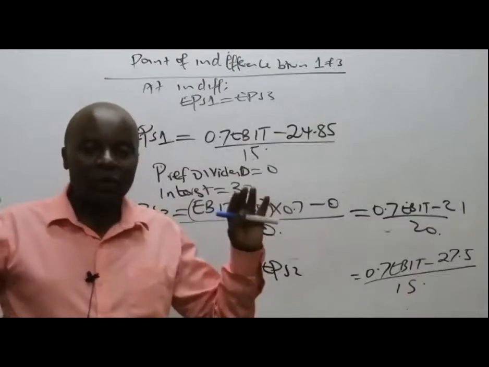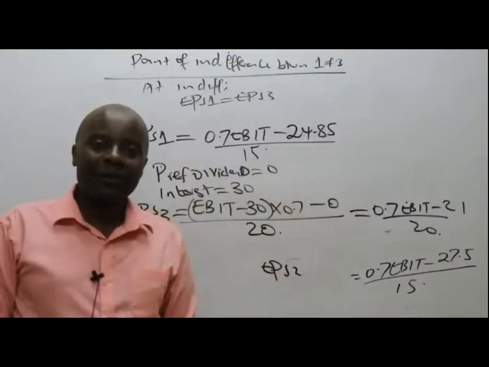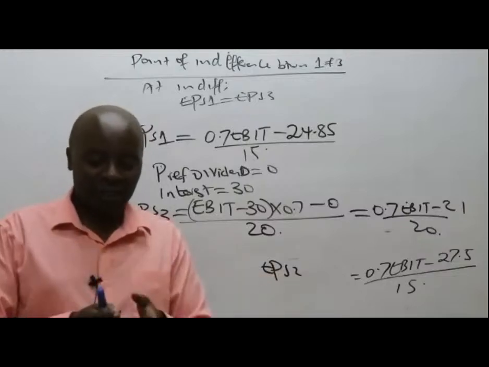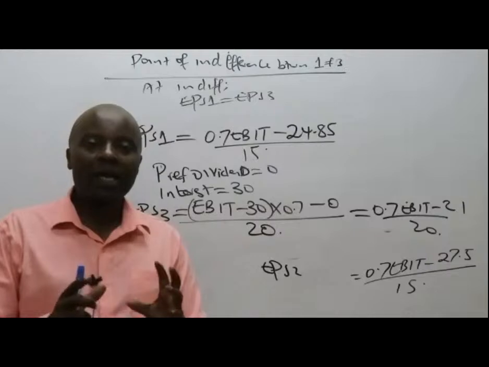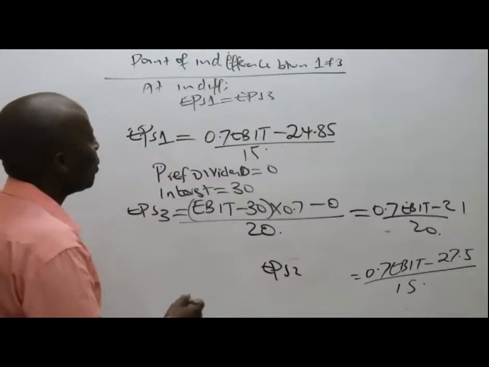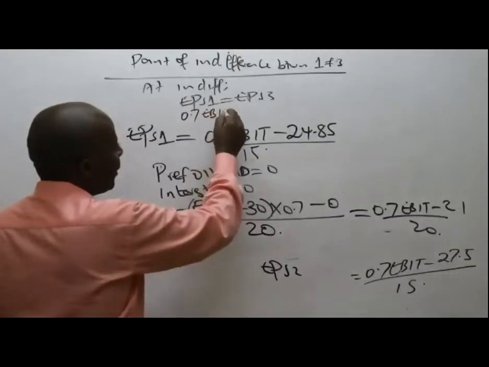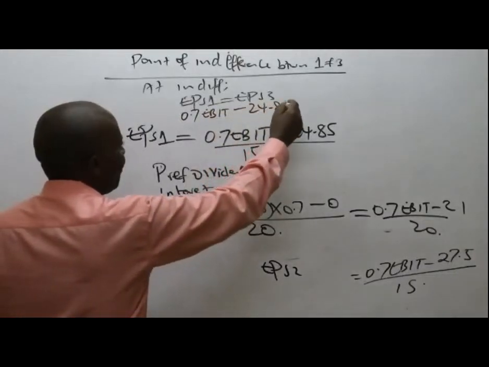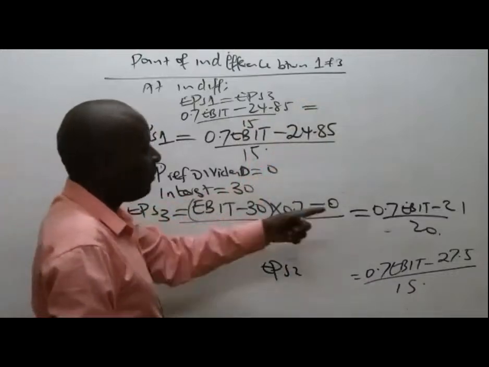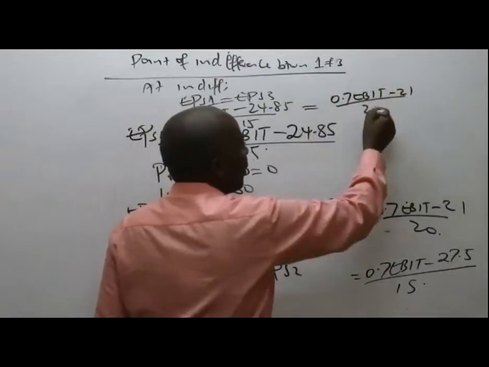The earnings, I mean, that's why I'm confused. I don't know whether to follow the Ruto side or the Uhuru or handshake side. People are confused because you don't know what will happen. You sit at the middle. So the earnings of the two sides are equal. Fortunately, we have our EPS equations. EPS 1, I can see it here. It is 0.7 EBIT minus 24.85 all over 15, which should be equal to EPS 3. EPS 3 is here, which is 0.7 EBIT minus 21 all over 20.